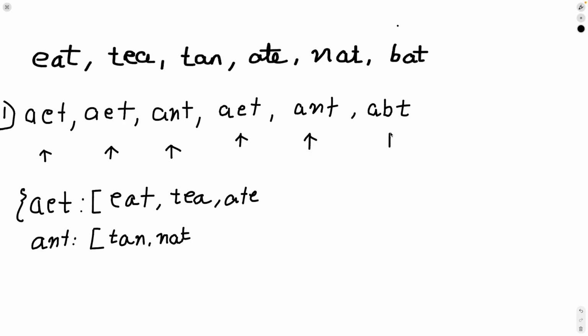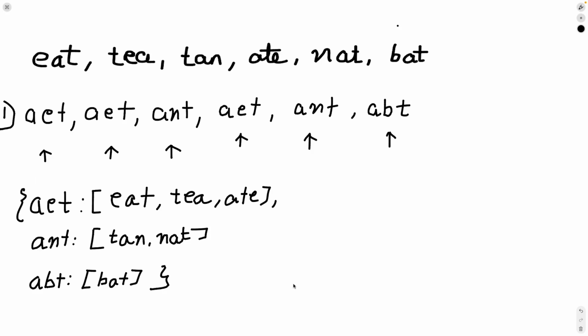Now I'll move to the last element and I'm going to check if this is there. It's not, so I'm going to add this to my dictionary as a key. And for this key, I'm going to add the actual value, which is bat. Now there is nothing more, so this becomes my dictionary. And in the end, I'm just going to return the values of this dictionary, which is the solution I'm looking for. I hope this solution was clear.